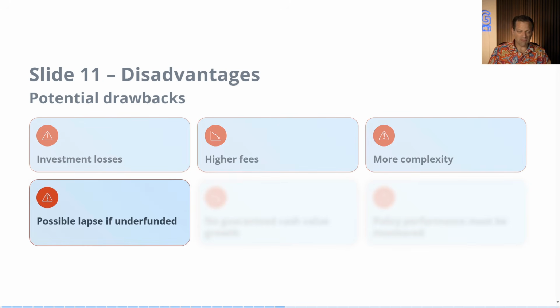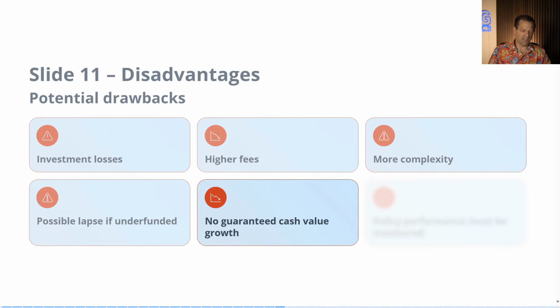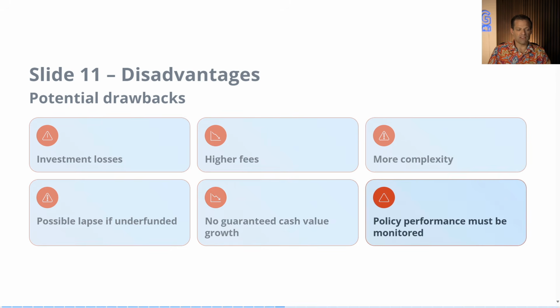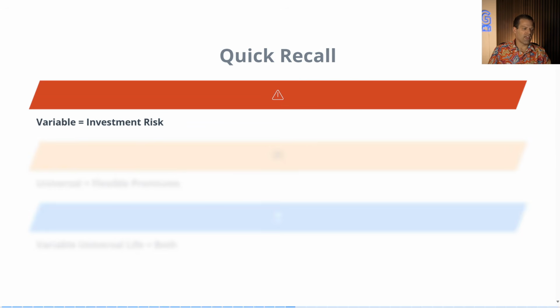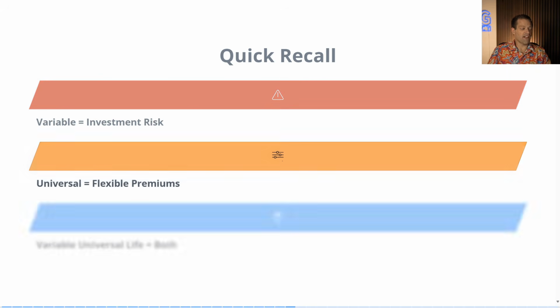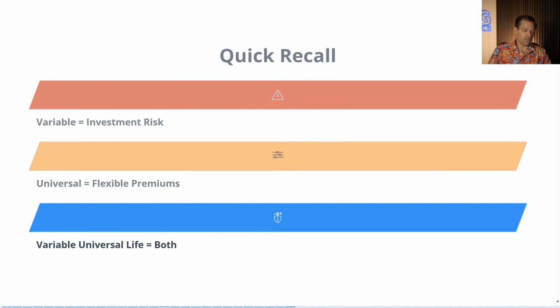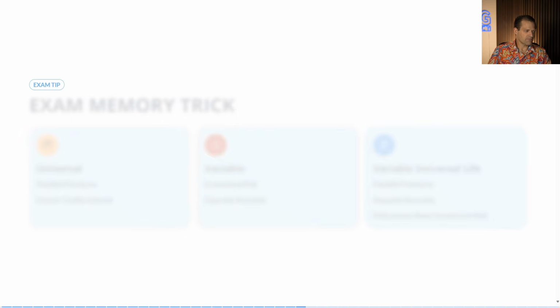There's possible lapses like regular ULs if underfunded and not managed right. There's no guaranteed cash value growth, and policy performance must be monitored, just like any UL. So again, quick recall here. Variable means investment risk. Universal means flexible premiums. Variable universal life means both.